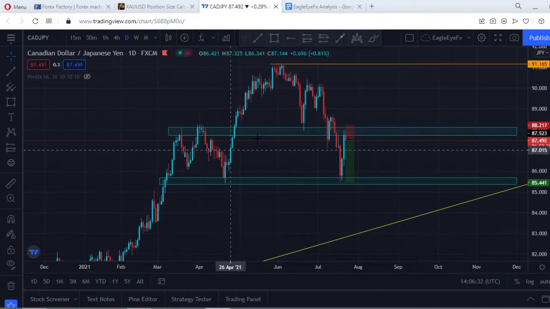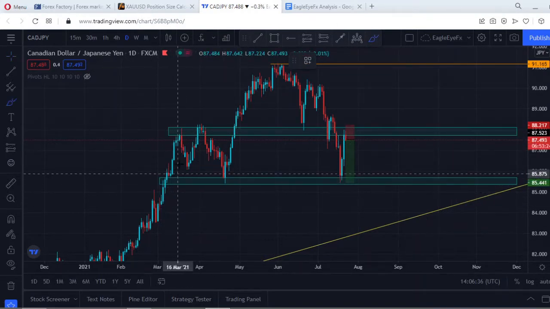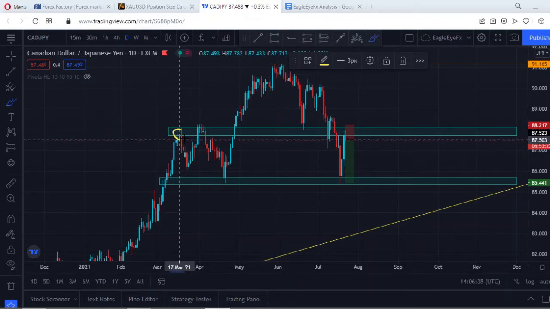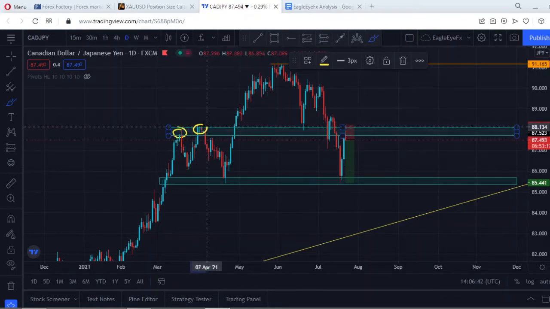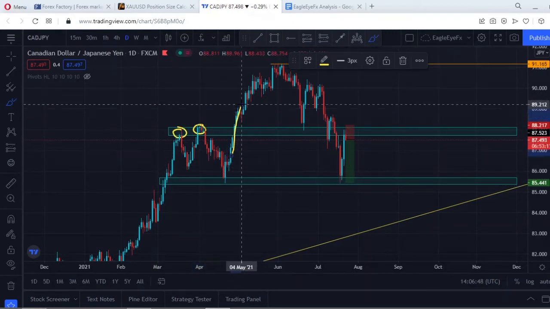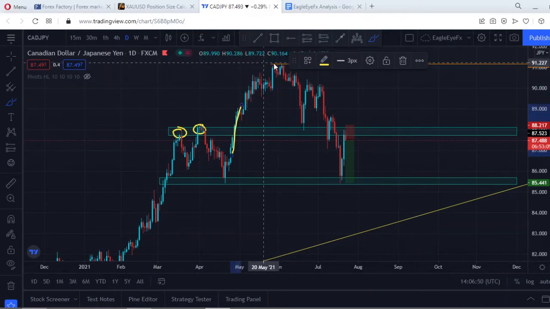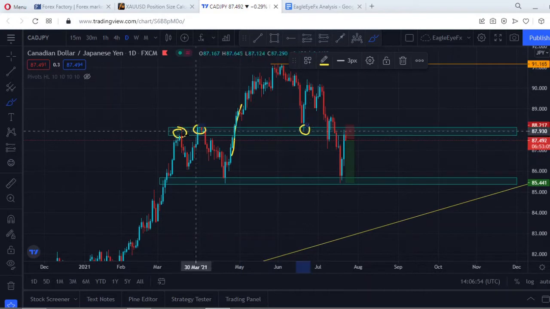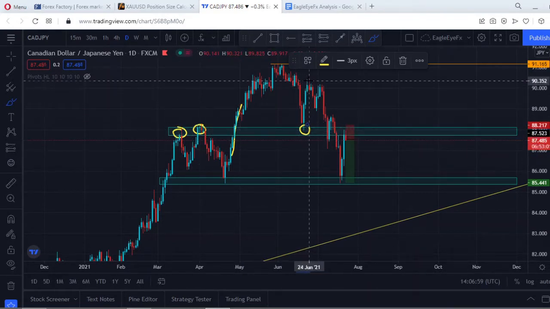And also the reason why I've drawn this zone here is because you can see that the market came all the way, and when it got here it was rejected, then it came down, then it got rejected again, then it came down. But this time round the market had enough momentum, it was able to break the zone up to this high point here, then it came down, and it was rejected. So this was acting as a resistance, and now it acted as a support to the upside.